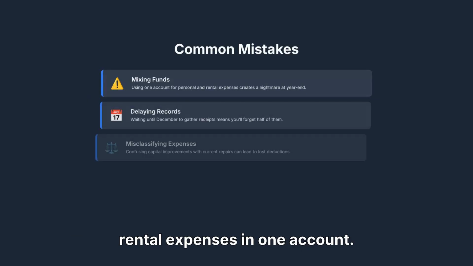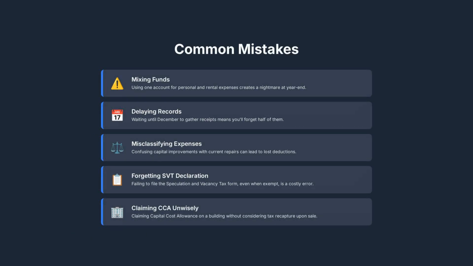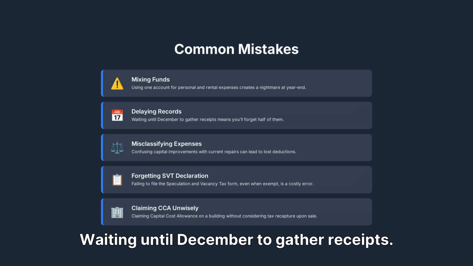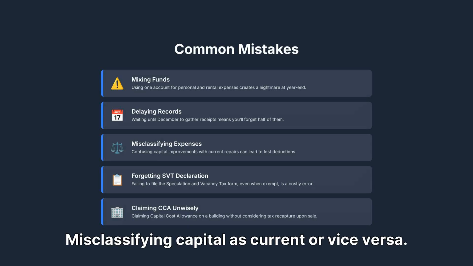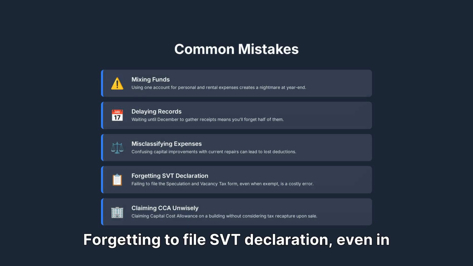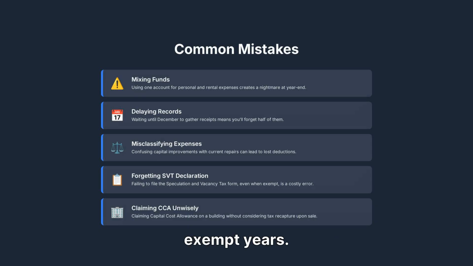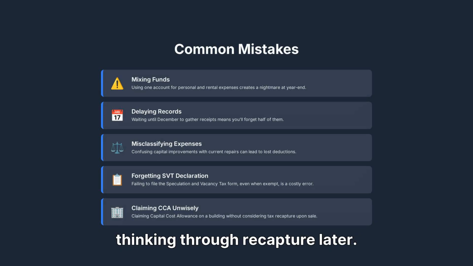Common mistakes I see. Mixing personal and rental expenses in one account. It's a nightmare to separate at year-end. Waiting until December to gather receipts. You've forgotten half of them by then. Misclassifying capital as current or vice versa. When in doubt, ask. Forgetting to file SVT declaration even in exempt years. And claiming CCA on the building without thinking through recapture later.